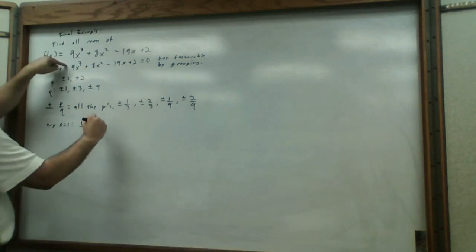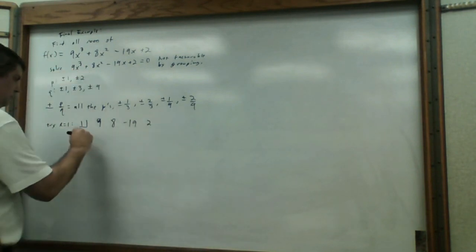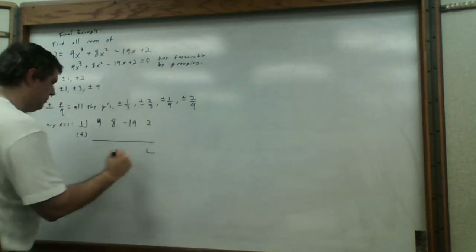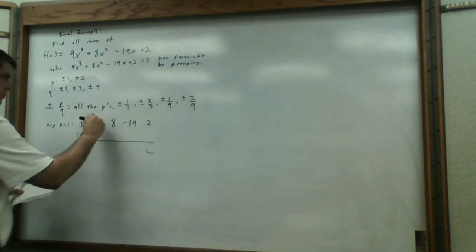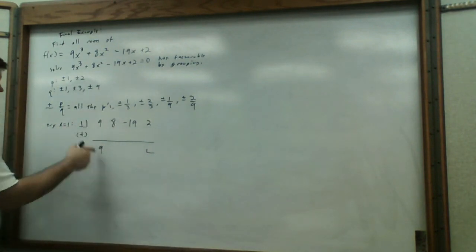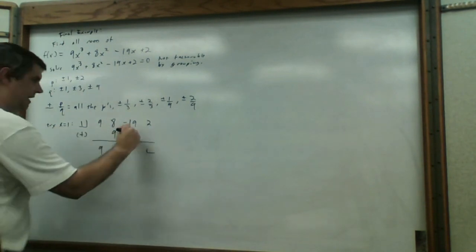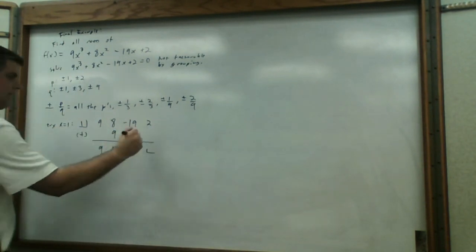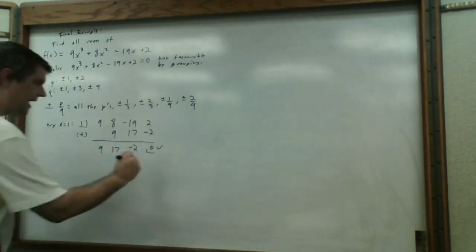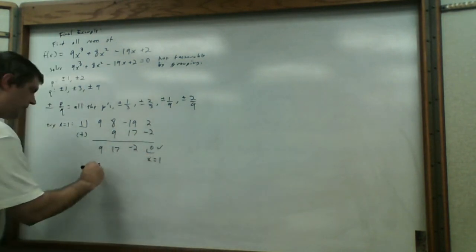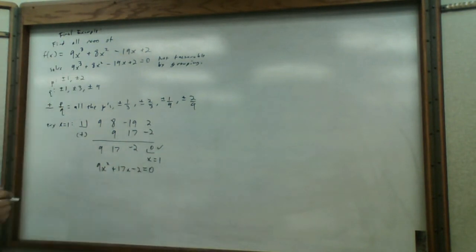So we'll start with 1. We have 9, 8, negative 19, and 2. Bring down the 9. 1 times 9 is 9. That's 17. 1 times 17 is 17. That's negative 2. 1 times negative 2 is negative 2. That's 0. So x equals 1. We also have 9x squared plus 17x minus 2 equals 0.